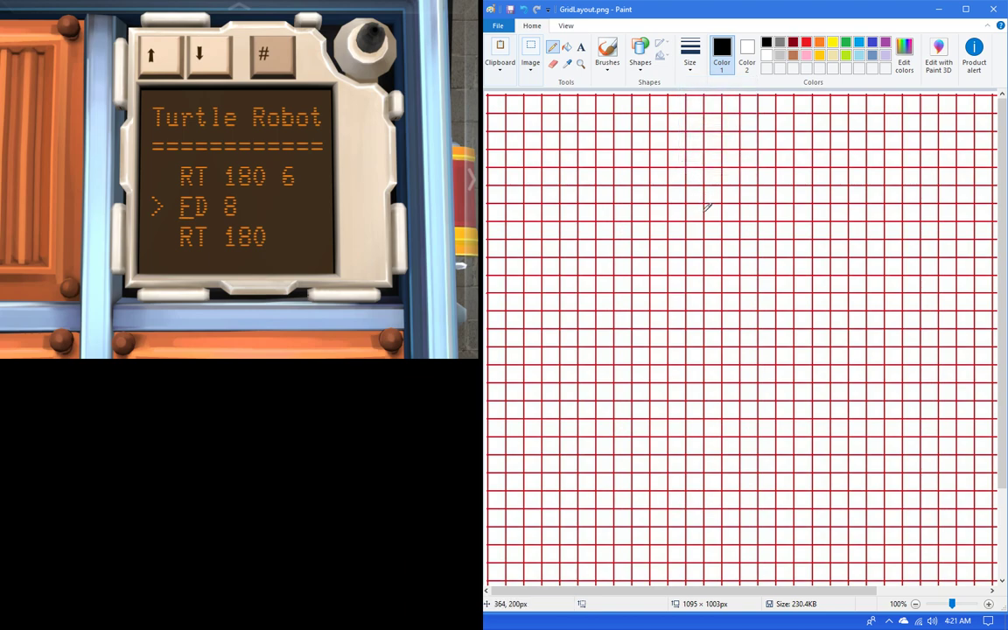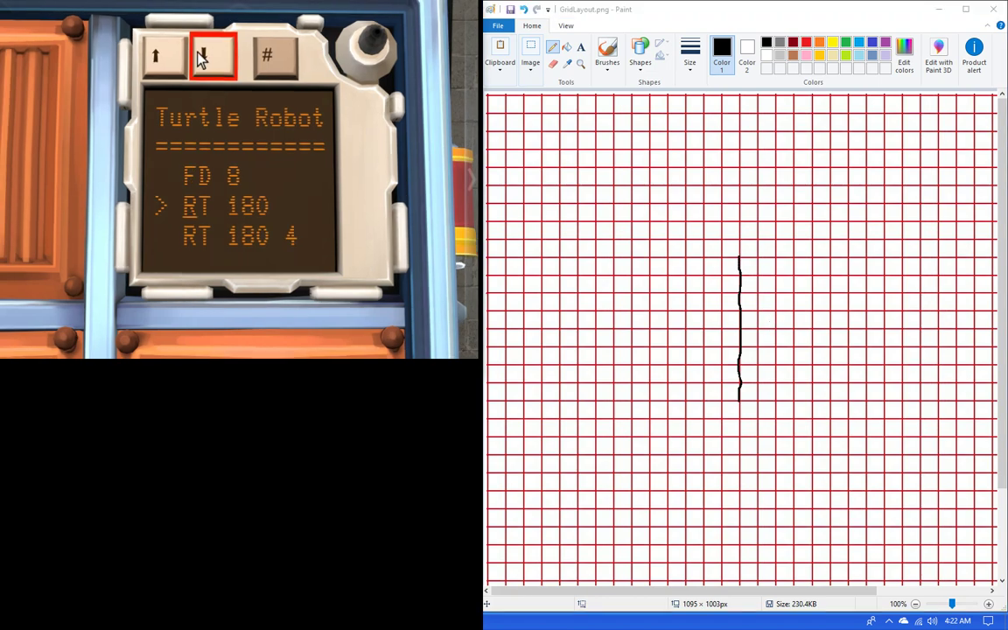That's a good size. So FD, followed by a number, means going forward in a direction that many times. So forward 8 means 1, 2, 3, 4, 5, 6, 7, 8 spots in a specific direction.